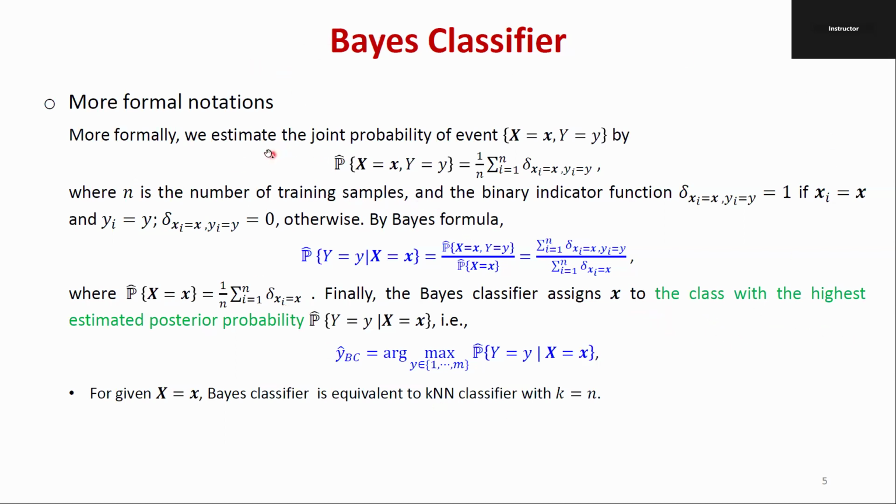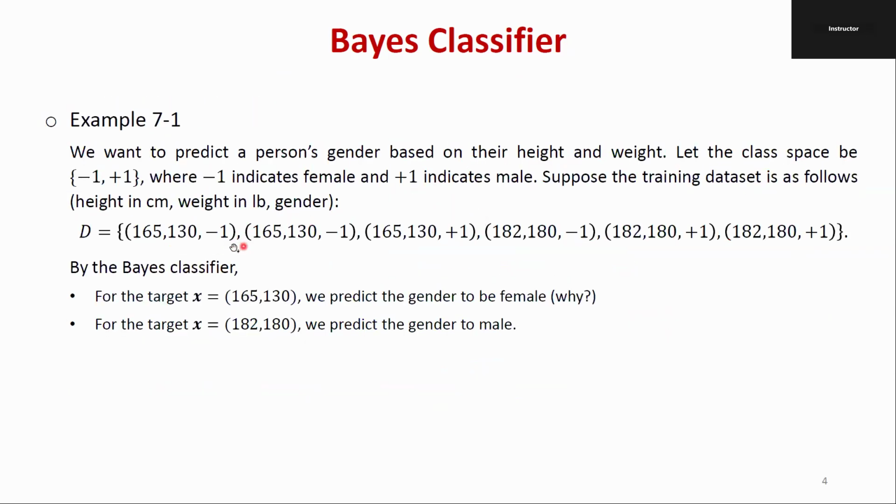More formally, we estimate the probability of the event x equal to x and y equal to y. Again, I use a comma instead of intersection. Don't be scared about the mathematical notation. It looks like so many things, but it's actually super simple: it's just the number of times it occurs divided by the total number m. Say, for example, I ask you, what is the probability that x equal to 165, 130, and y equal to -1?